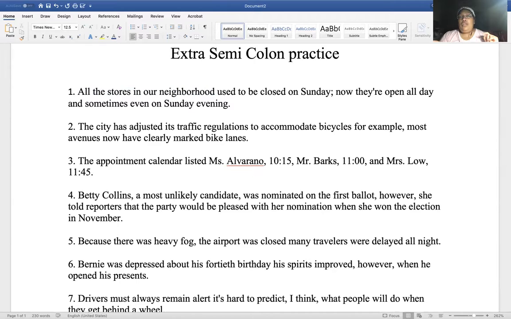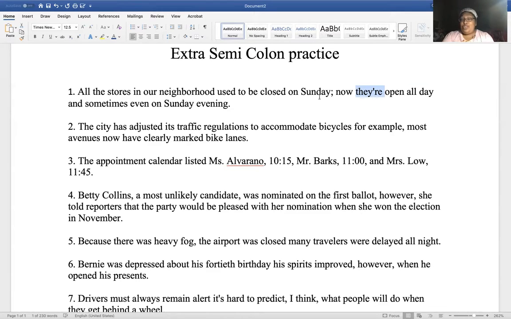And we know a semicolon goes there because A, we're practicing semicolons, but B, the second part looks like a full sentence. But let's see. Now, "they" being the subject, that's what we're talking about, right? The actual subject of the sentence. Now they are, so you have the subject and the verb because it's a contraction. What are they? Open. And what about them being open? All day, sometimes even on Sunday evening. There you go, a full sentence, right? So you have these two sentences right there.